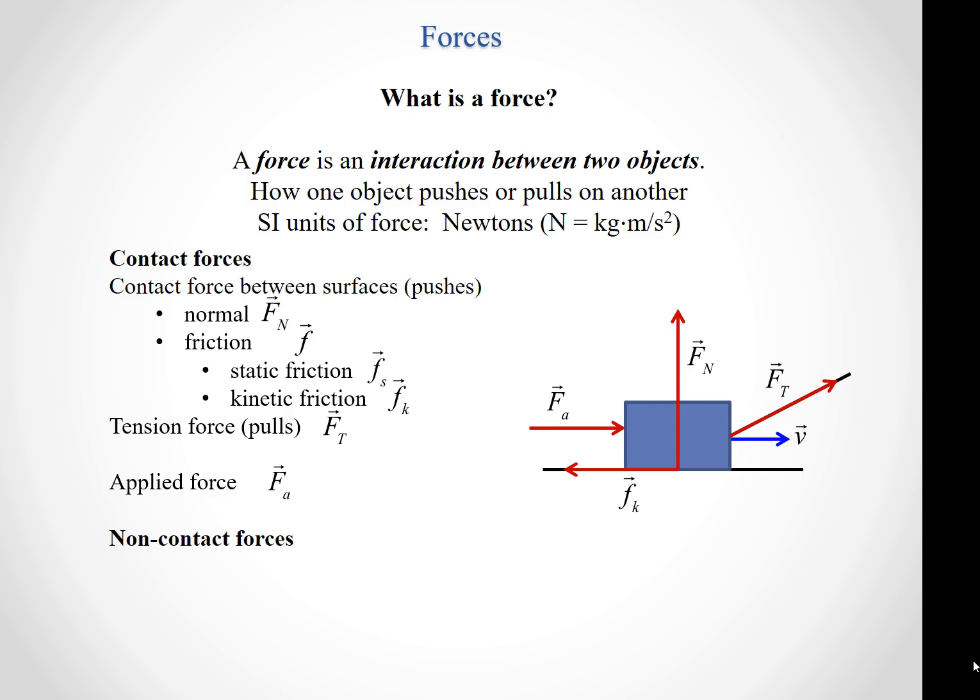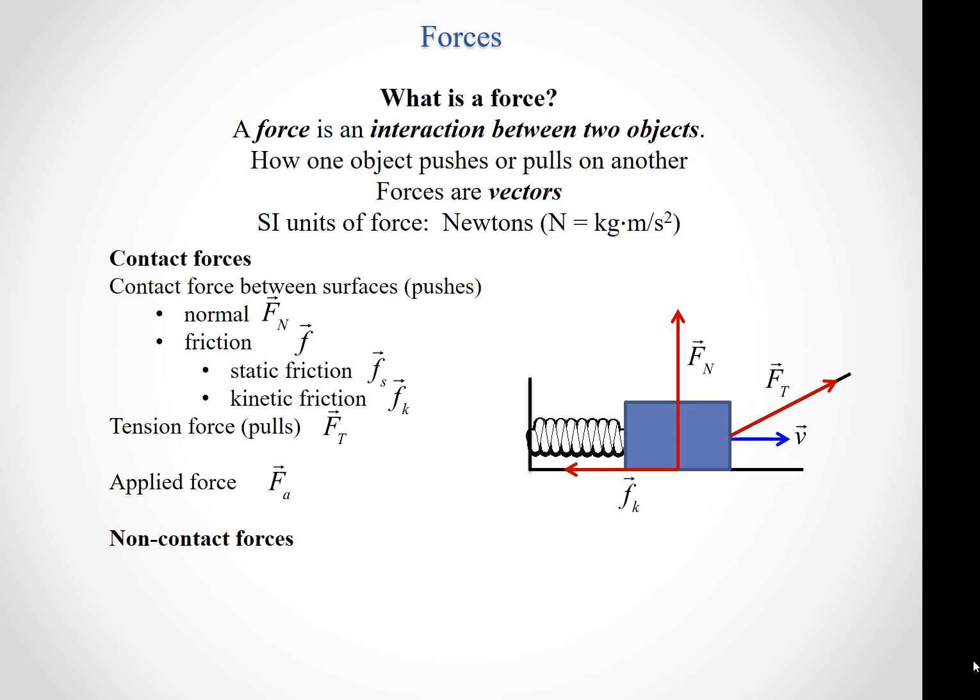Now let's change the scenario a little. My friend will continue to pull on the rope, dragging the box to the right. But now let's attach a spring to the left side of the box. The other end of the spring is attached to a wall, and as my friend pulls the box to the right, the spring stretches. In that case, there would be a new force, the spring or elastic force, that would pull the box back towards the wall.